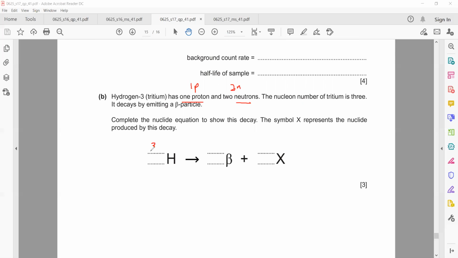3. And what is the atomic number of this isotope? 1. It emits a beta particle, so the symbol for beta is 0 and minus 1. What will be the number above X? The superscript. It will remain the same because the atomic mass does not change.